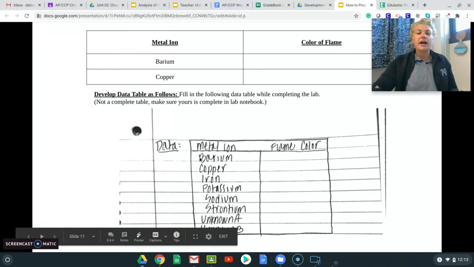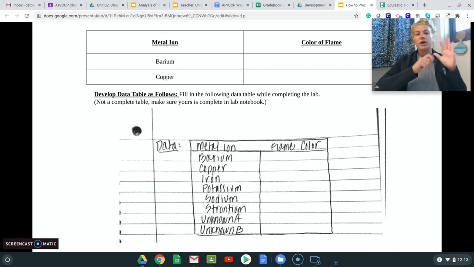And you'll notice that I have put all of the metal ions that we're testing here. So we're testing barium, copper, iron, potassium, sodium, strontium. And then you're gonna have two unknowns, an unknown A and an unknown B. And your job is to figure out what unknown A and unknown B are based off of the ones that you do know. Okay, so that's all you need prior to walking into the lab.